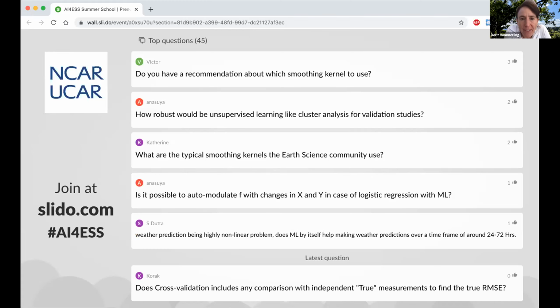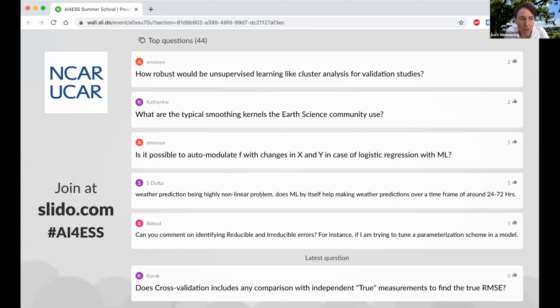Do you have a recommendation about which smoothing kernel to use? Extremely dependent on the data. One thing to keep in mind is some smoothing kernels are much more local. For example, Gaussian kernels are really local, versus smoothing splines, which look at the whole data set. So if you believe that your data might behave very differently in different parts of your data series, then you would want to use one that's more local. That's a general rule.